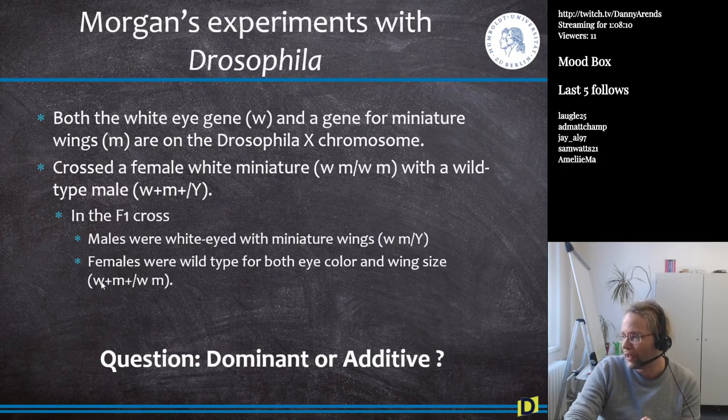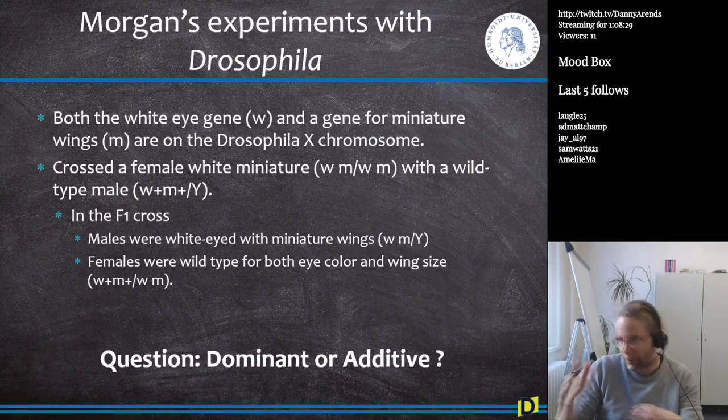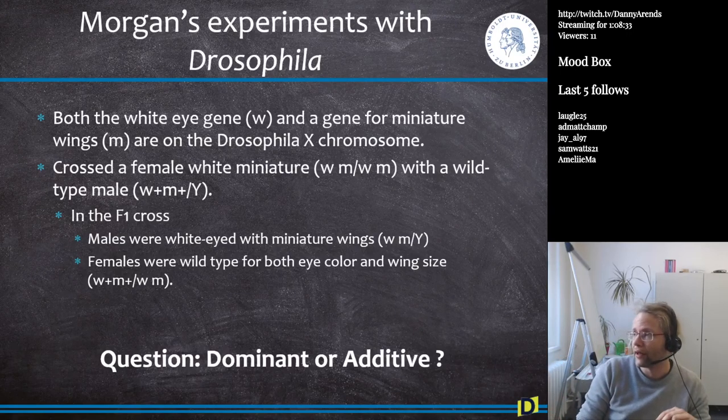Because if it would be a combination, then the W plus a W would create gray eyes. And the wings: if you would have a normal wing combined with a small wing, then the additive model would say that you have like half a wing. So not small, not big, but in the middle. So this is a clear phenotype dominance thing, right?